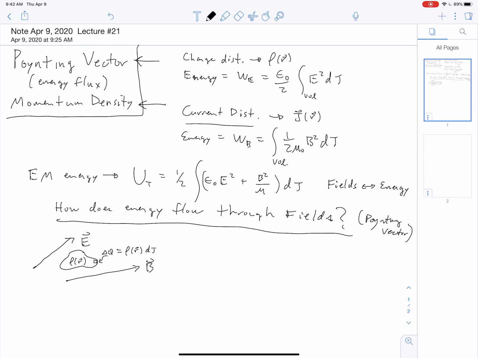So this is the situation. We have some electric vector field, we have a magnetic vector field, and we have some charge density. And so let's talk about energy now. You know that if the charge is in the electric field, then if the charge moves, some work is done on the charge.